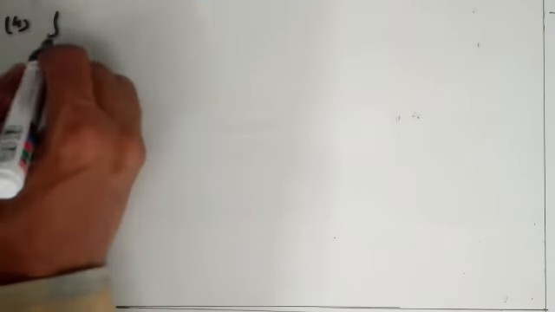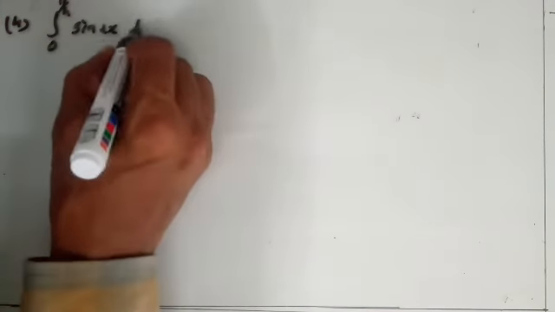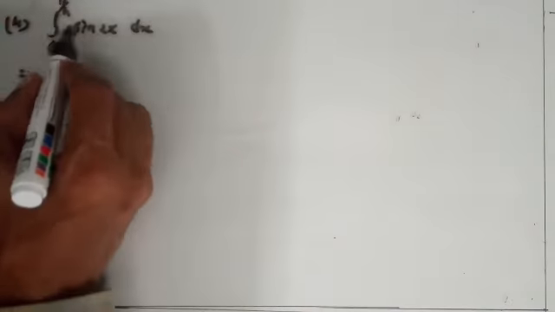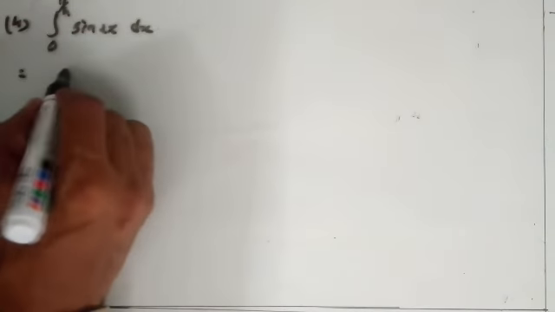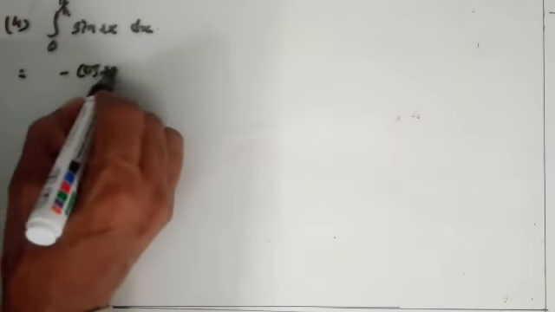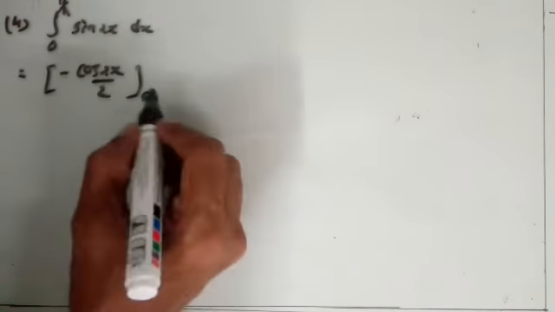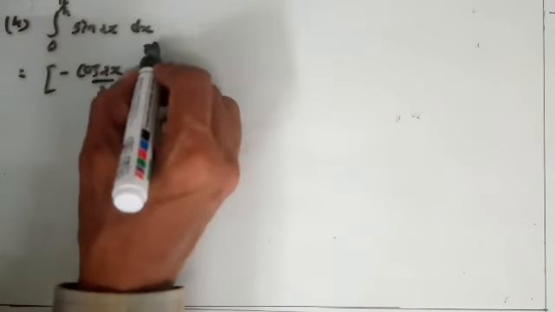Now question number 4, find the definite integral 0 to pi by 4 of sine 2x dx. So is equal to, we know that the integration of sine 2x is minus cos 2x upon 2. Apply limits 0 to pi by 4.